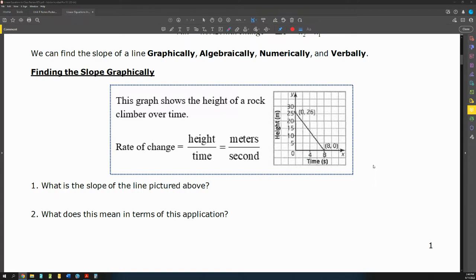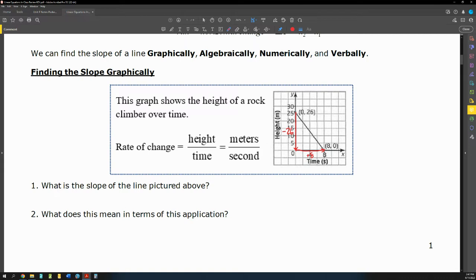Over here, we've got this graph which shows the height of a rock climber over time. So we can see that at 0 seconds, the height of the rock climber is 26 meters. After 8 seconds, the height of the rock climber is 0. So the rock climber has reached the ground. So to find the slope of this line pictured above, we can look at the graph. As we read the graph from left to right, from 0 seconds to 8 seconds, I can see that the graph moves down and to the right. So it goes down 26 and it goes to the right 8, a positive 8.